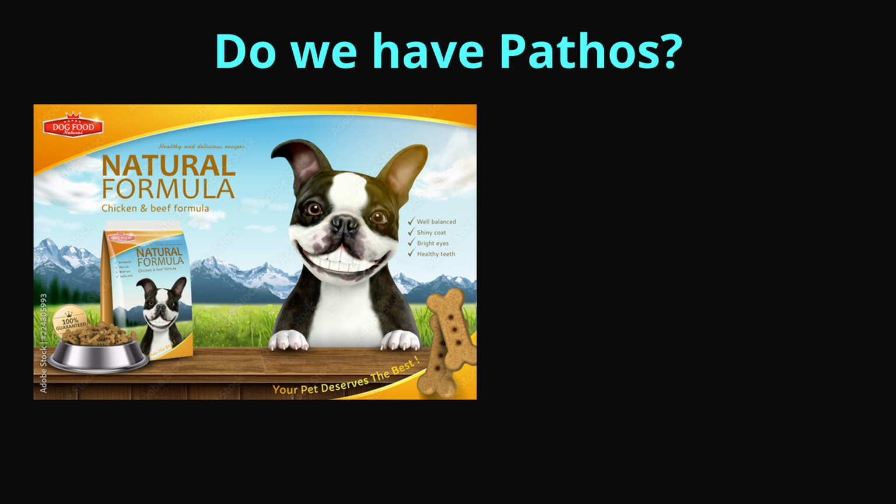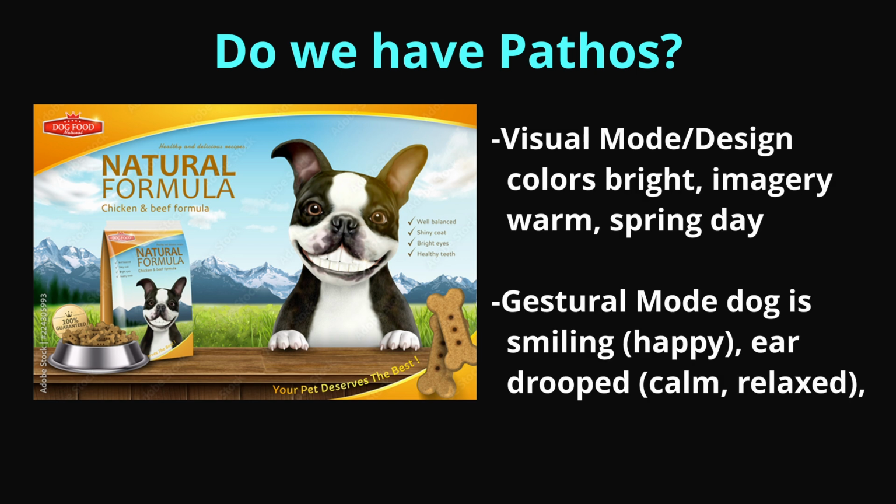So let's look at pathos. The text is colorful and bright. That gives us a warm spring day feel. The sky is blue and sunny. Notice the light ray or the sunspot over the dog's left ear.